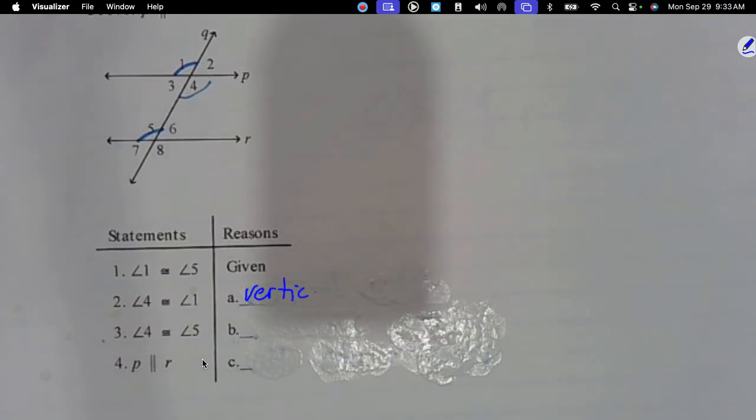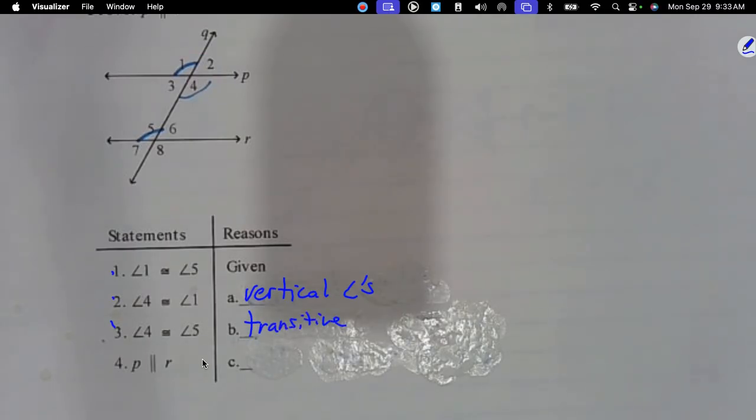So that's what you're going to write for this one: vertical angles. Okay? Now, let's go back and see. 1 and 5 are congruent. 4 and 1 are congruent. So 4 and 5 are congruent. And what do we call that? Transitive property. Very good. Y'all are getting the hang of this.